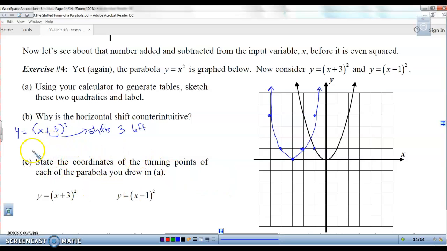So what do you think is going to happen for y equals x minus 1 squared? Well, let's see if we can predict. It's going to be the opposite direction, so which way do we think it's going to go? It's going to shift 1, but instead of going to the left, it's going to go to the right. So it's the opposite sign. That's why it's counterintuitive.